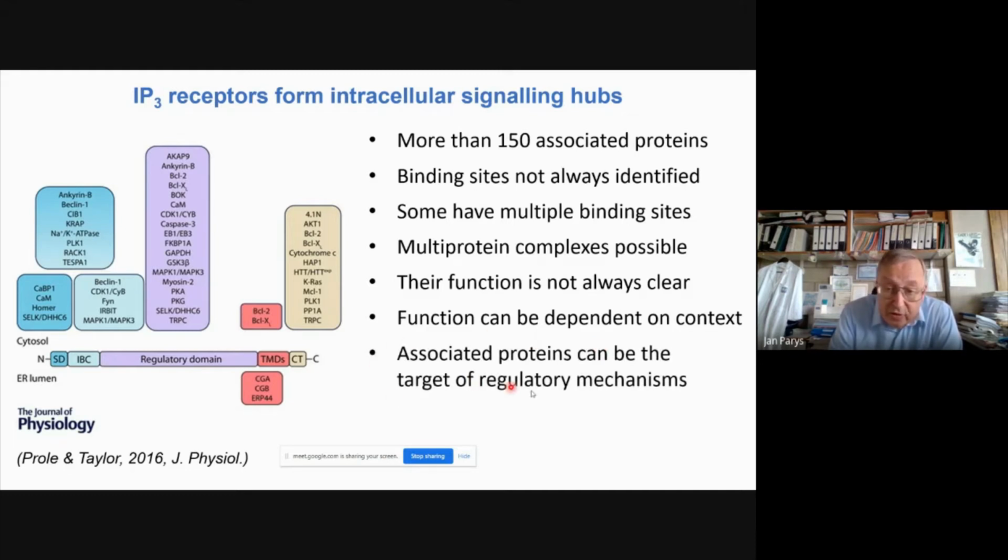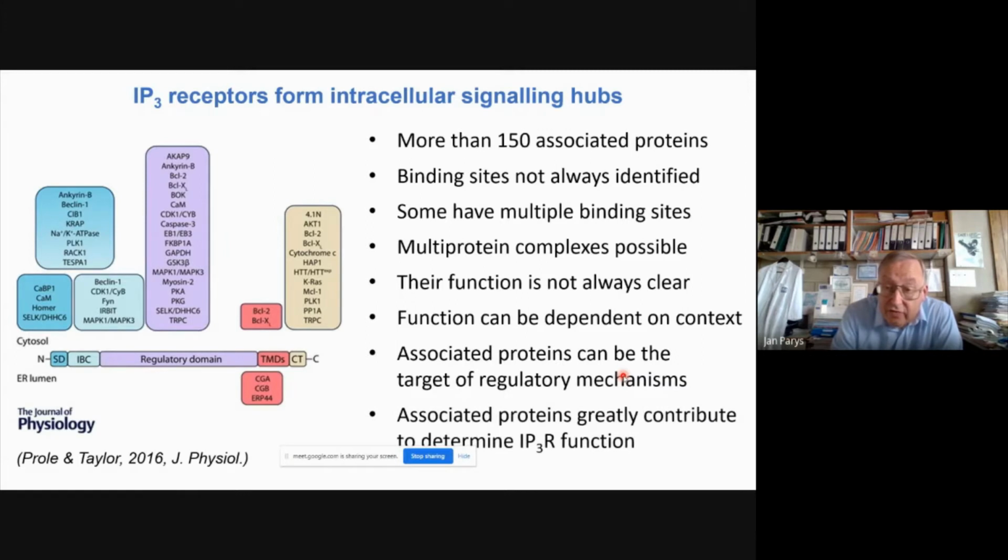Moreover, it becomes more and more clear that associated proteins can be the target themselves of regulatory mechanisms, so that we have a new level of regulation acting on the IP3 receptor. And for these reasons, I am convinced that the associated proteins greatly contribute to determining which function the IP3 receptor will perform in a given situation.